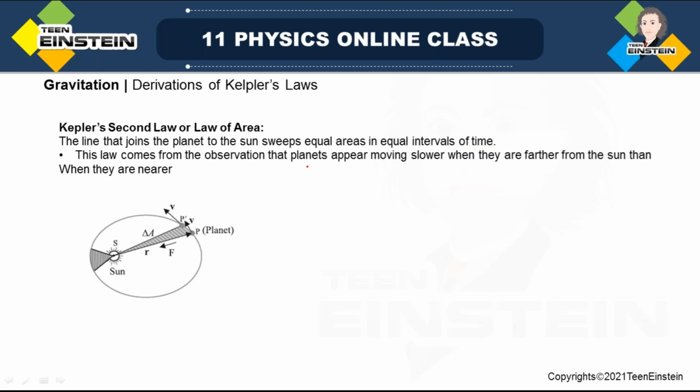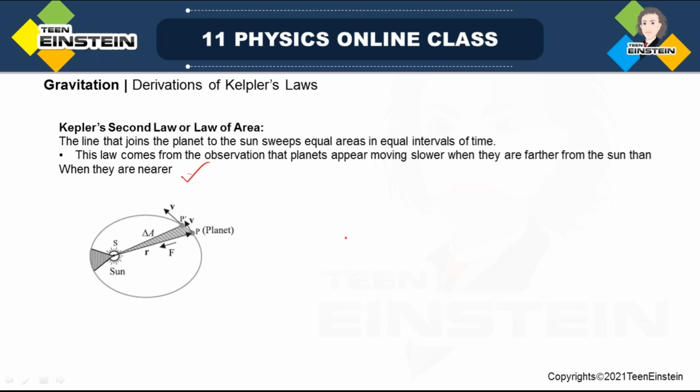So this law actually comes from the observation of the planets appearing to move. From this law you will also be able to find out that a planet looks like it is moving slowly when it is away from the sun, and it looks like it is moving faster when it is near to the sun. That comes from this particular law. So this can be proved from this law of area. Let us see how we can prove this law of area.